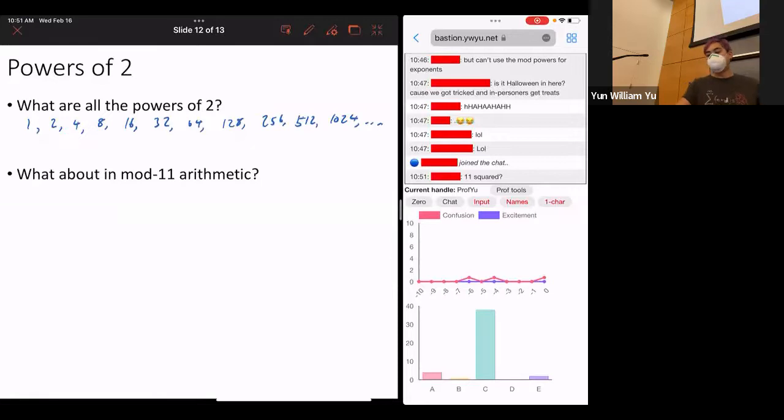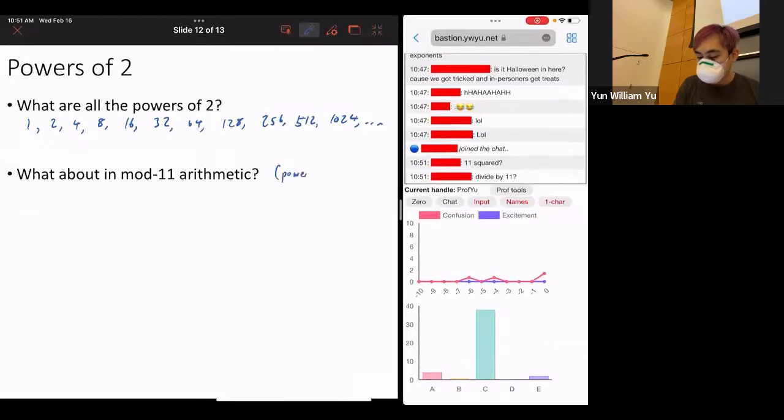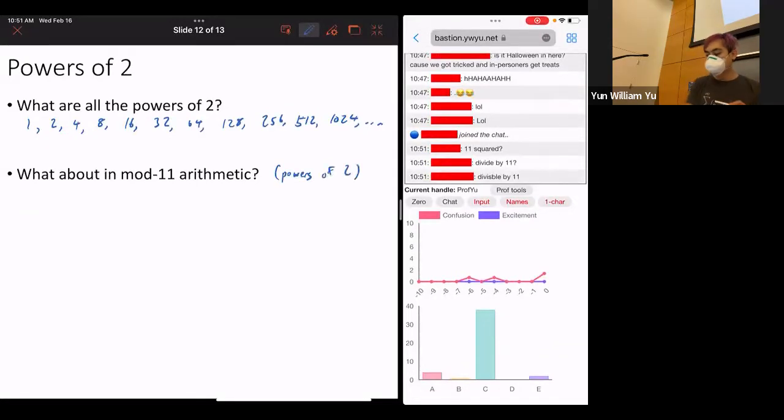11 squared? No, because we're talking about powers of 2, not powers of 11. So powers of 2. Divisible by 11, divide by 11. But in some sense, you're doing the same kind of thing, right? When you're taking powers of 2, each step, you double it. And that's what we're going to do here as well.